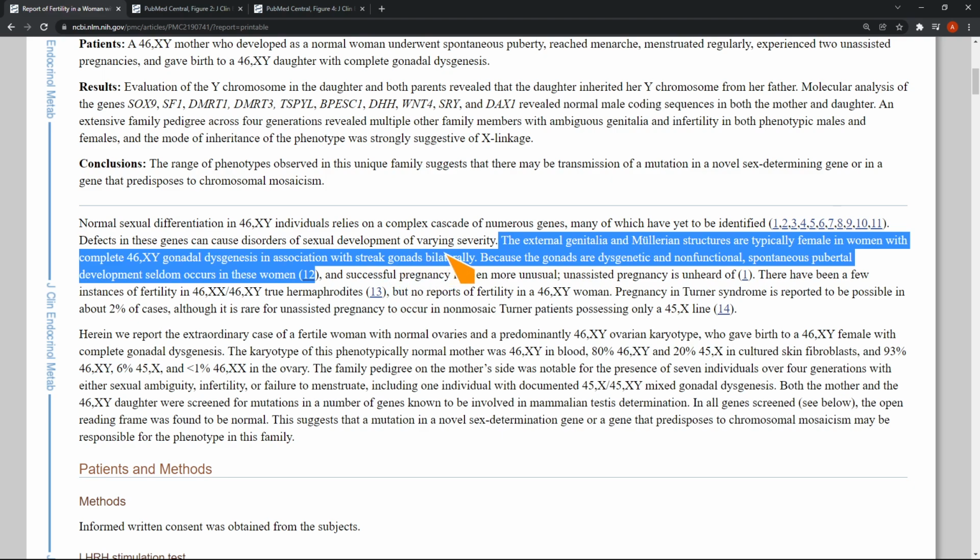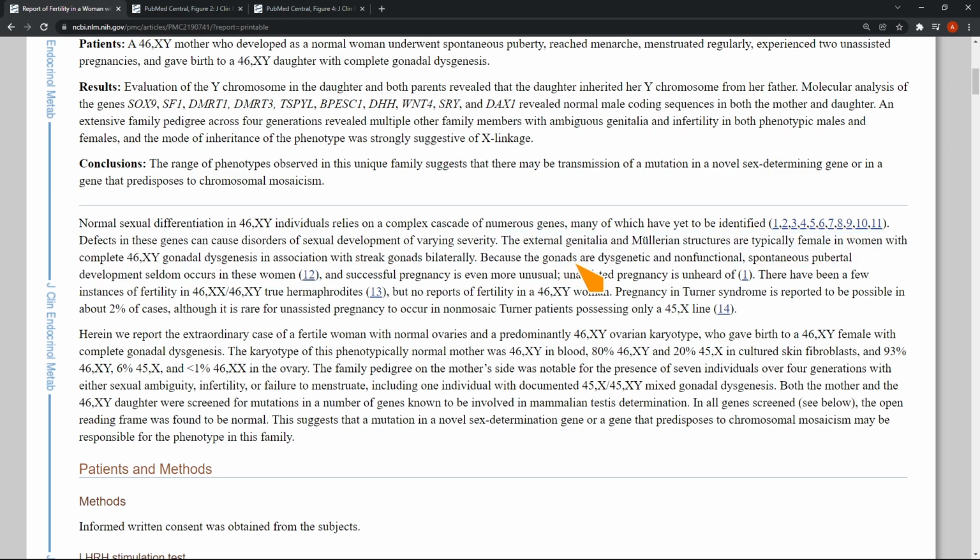And that's what this says. In this case, the gonads are dysgenetic and non-functional. Spontaneous pubertal development seldom occurs in these women. They don't go through puberty. They don't have functional sexual organs. And successful pregnancy is even more unusual. Unassisted pregnancy is unheard of. So this is the first case that has ever been reported in the world.